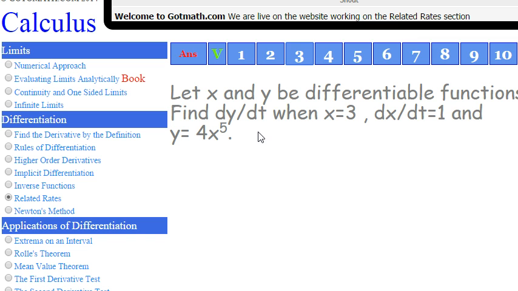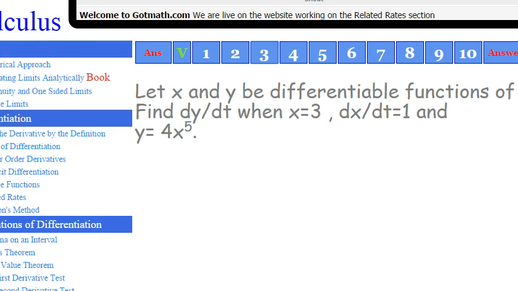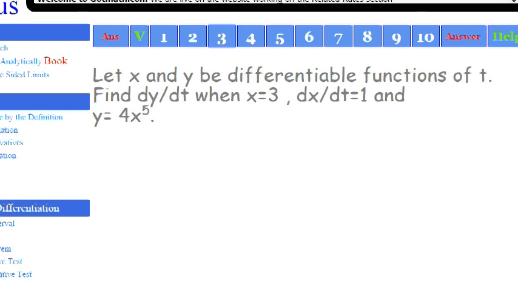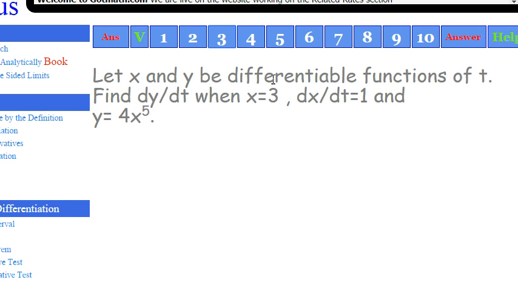Anyway, this is a related rate problem. We're in section 3 here working some calculus. Let's move this over. It says let x and y be differentiable functions of t. Find dy over dt when x equals 3, dx over dt is equal to 1, and of course y is equal to 4x to the fifth. So this is what we're going to be taking the derivative of with respect to t. So let's move over to the new whiteboard.